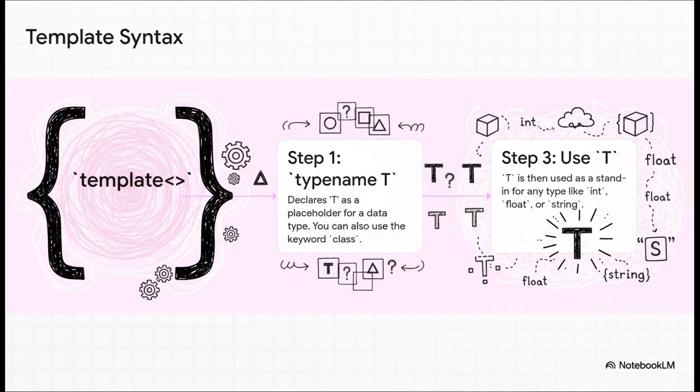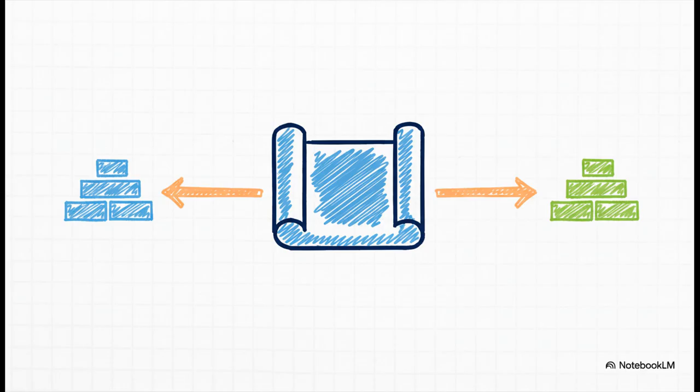Okay, I know the syntax can look a little scary at first, but trust me, it's way simpler than it seems. First, you just start with the keyword template. Then, you declare a placeholder for a type. We're calling it T here, but honestly, you could call it whatever you want. And then, you just use T in your function like it was any other type. That's it. And get this, the power isn't just for functions. You can create entire class templates. This means you can design a generic list, a generic queue, any data structure you can think of, and then create a specific version for any data type you need with just one simple line of code.